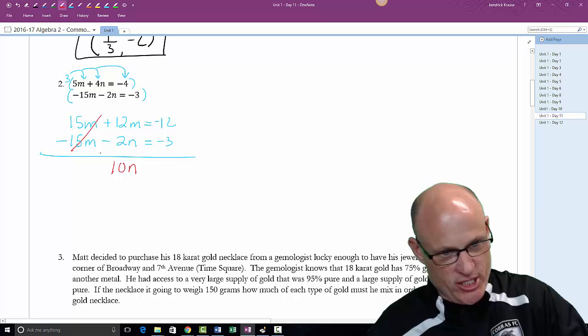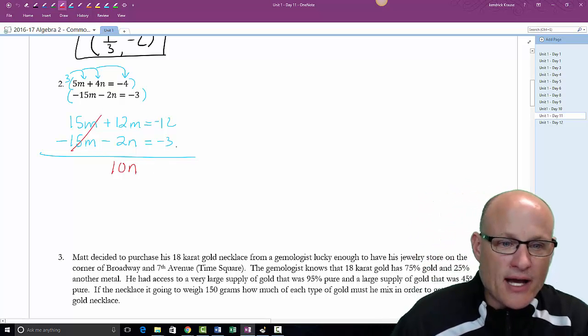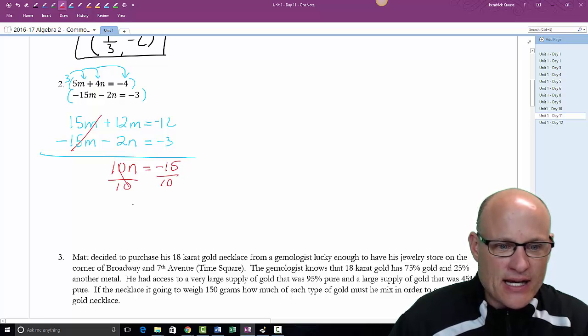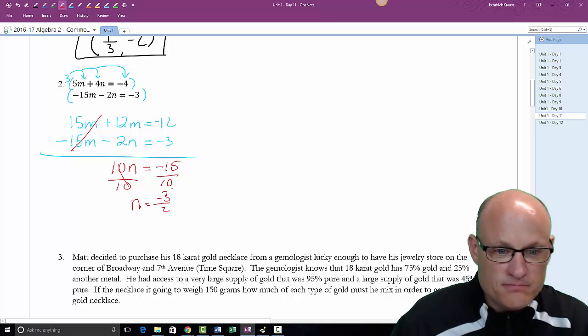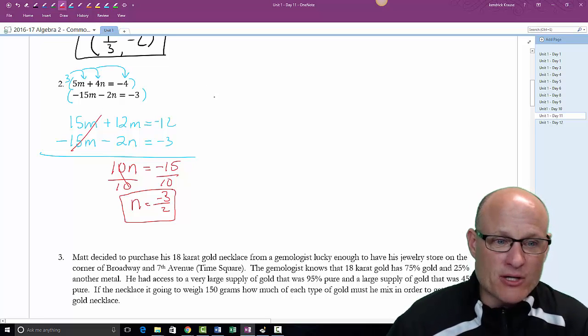Somebody made a mistake. Oh, I don't have my work here. Oh, maybe it's right. Okay, so 10n equals, what is this? Oh, that's okay. That's not bad. That's negative 15. Divide by 10. I get n equals negative 3 over 2. It's not gorgeous, but who knows? Maybe it's right. So now we're going to plug that in.